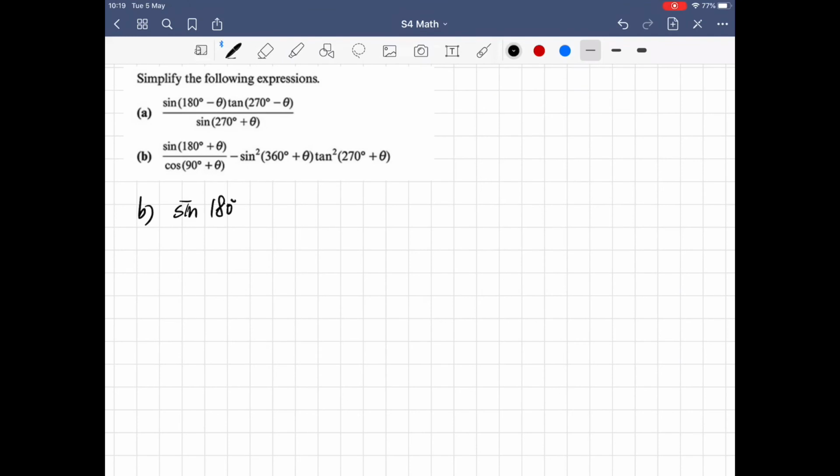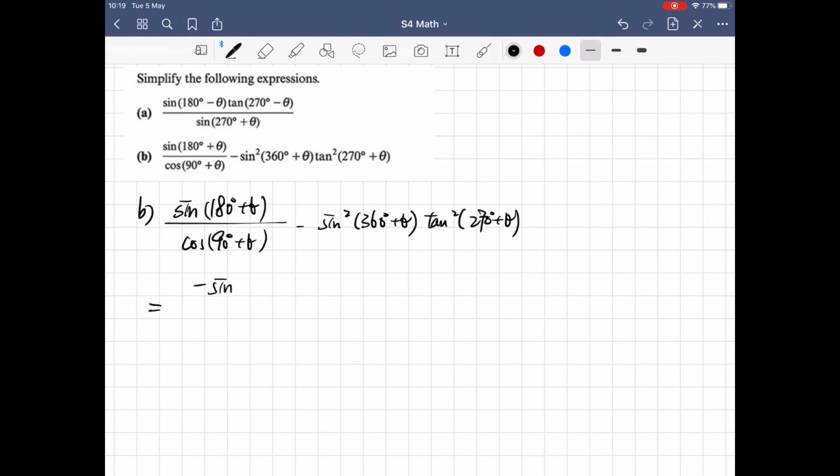We have sine 180 degree plus theta over cosine 90 degree plus theta minus sine square 360 degree plus theta and tangent square 270 degree plus theta. We'll do the simplification one by one. For sine 180 degree plus theta, it will become negative sine theta. And for cosine 90 degree plus theta, it will become negative sine theta.